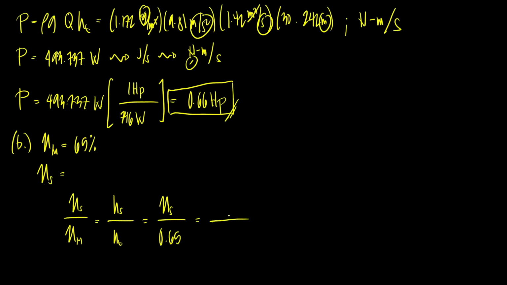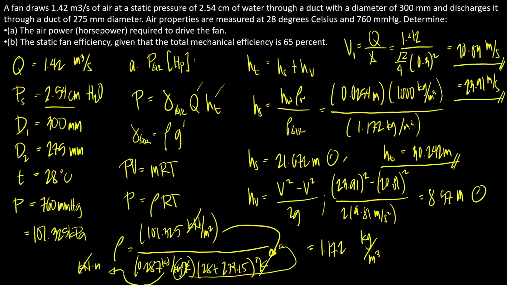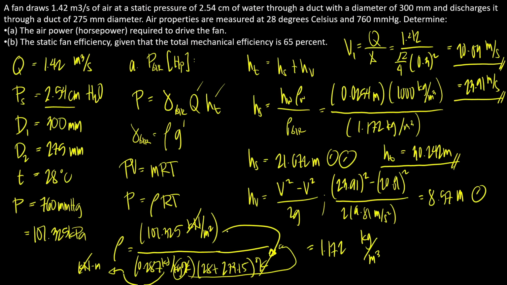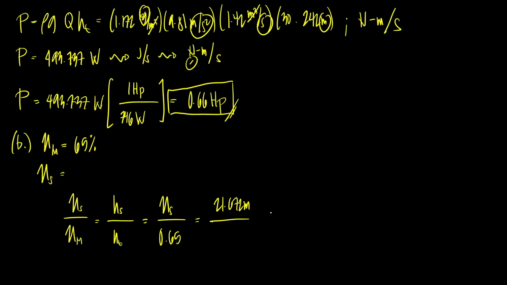Then HS is 21.672 meters, and HT is 30.242 meters. So we have the static efficiency equal to 21.672 over 30.242 multiplied by 0.65. So we would have 46.58% efficiency.